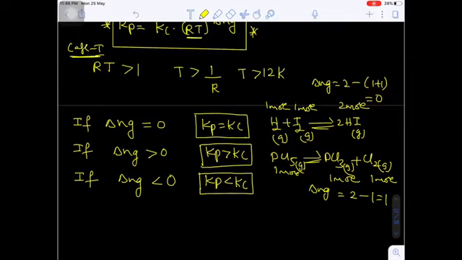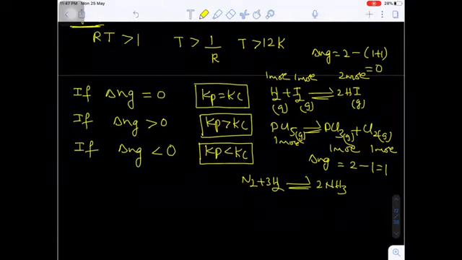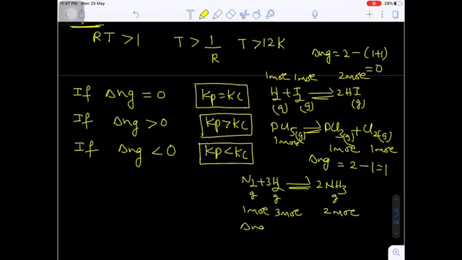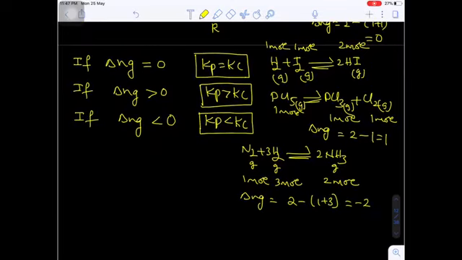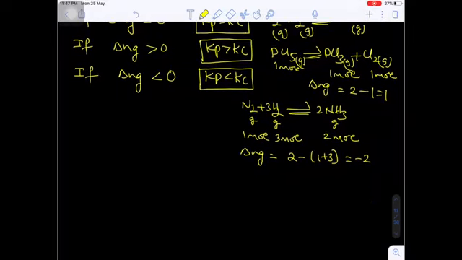Now the third one is N2 plus 3H2 in equilibrium with 2NH3. All the substances are gases. 1 mole nitrogen and 3 moles hydrogen give 2 moles ammonia. What is the delta Ng here? 2 minus 4 moles of reactant, that is minus 2. That means delta Ng is less than 0, so Kp is less than Kc. This is very important.